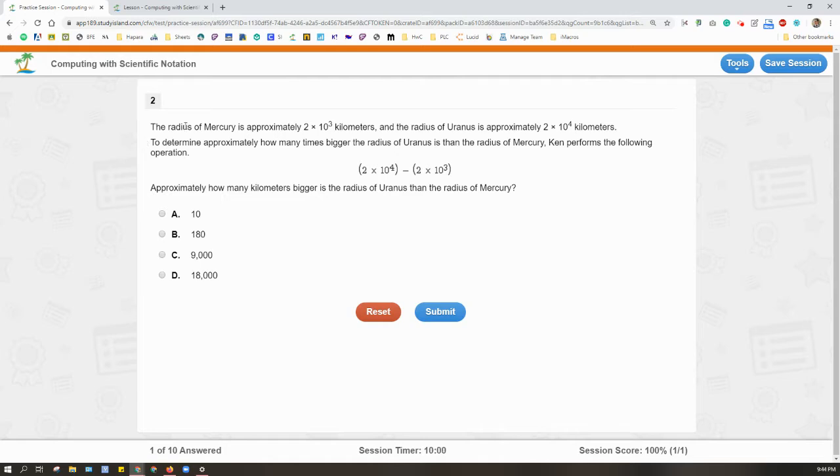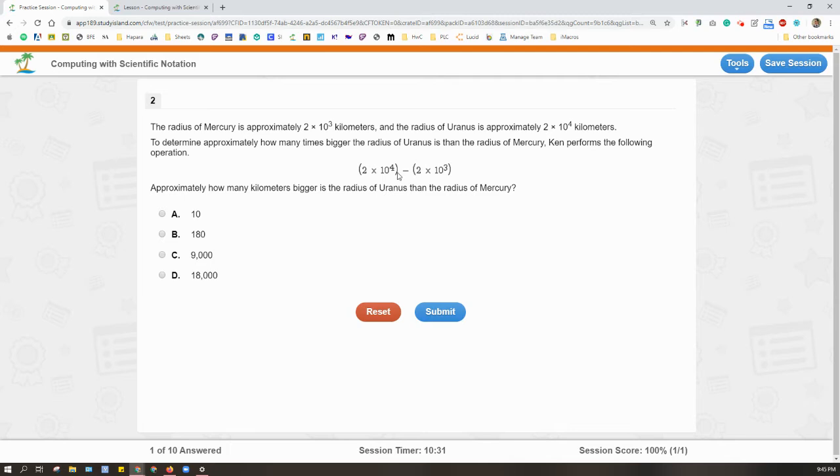Number 2, the radius of Mercury is approximately 2 times 10 to the third kilometers, and the radius of Uranus is approximately 2 times 10 to the fourth kilometers. To determine approximately how many times bigger the radius of Uranus is than the radius of Mercury, Ken performs the following operation. So we have 2 times 10 to the fourth minus 2 times 10 to the third. So approximately how many kilometers bigger is the radius of Uranus than the radius of Mercury? So we're just subtracting here.